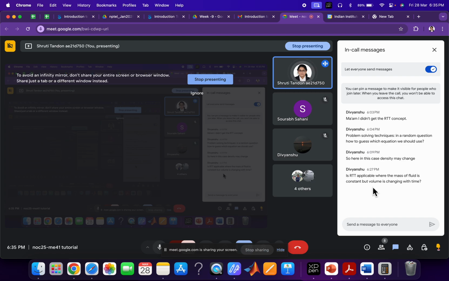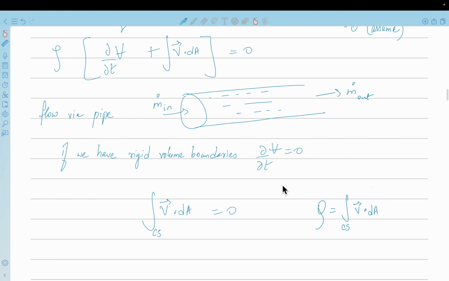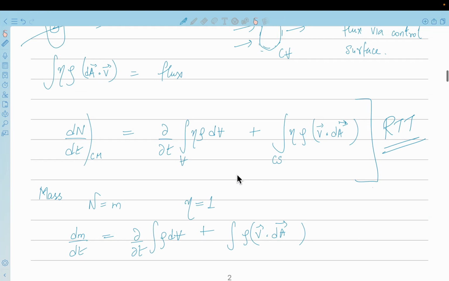If the mass of fluid is constant, then you should ideally use the control mass perspective. But if you want to use the control volume perspective, yes, of course, because in our equation we have the rate of change of volume. Rate of change is the control volume that you have considered. You have that term in your Reynolds transport theorem.